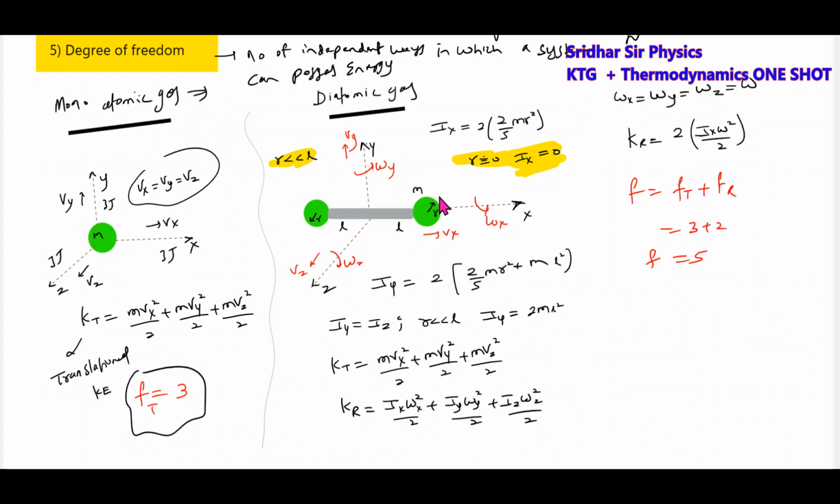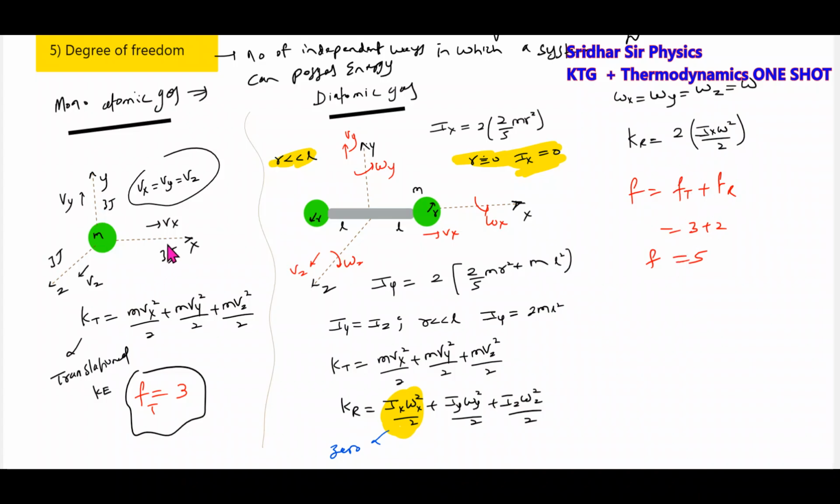So how many ways can it possess energy? By moving along x, y, z, 3 translations. Then by rotating about the x-axis also, but the energy will be contributed only by rotational motion about y and z. So 2 rotational. The rotation about x will become negligible, it tends to 0. So how much energy? 3 translational, 2 rotational.